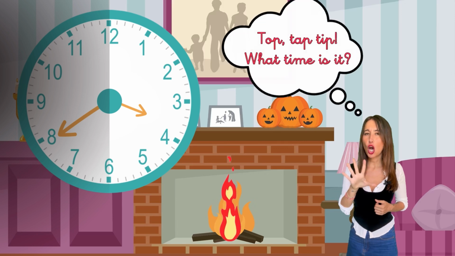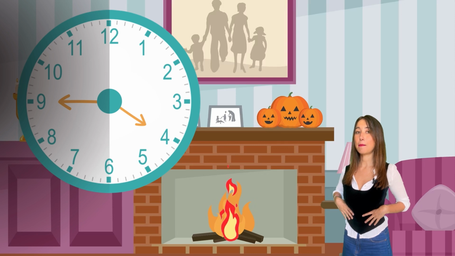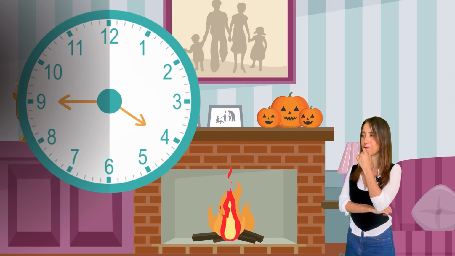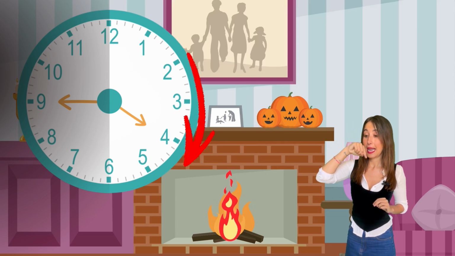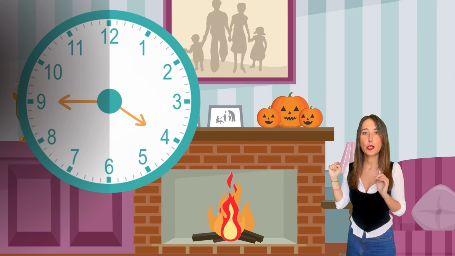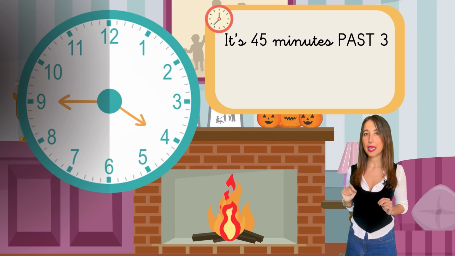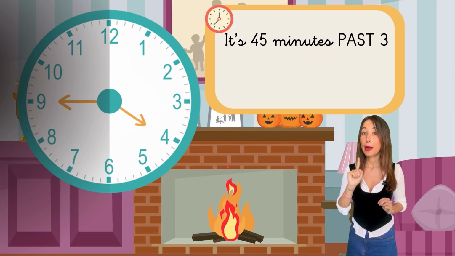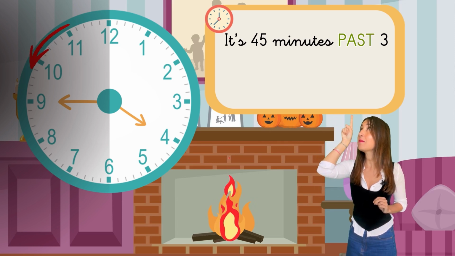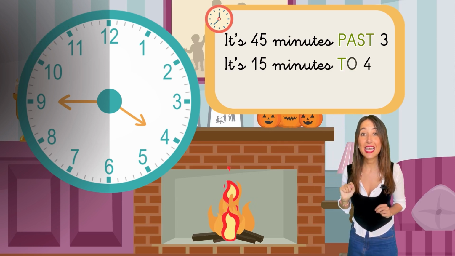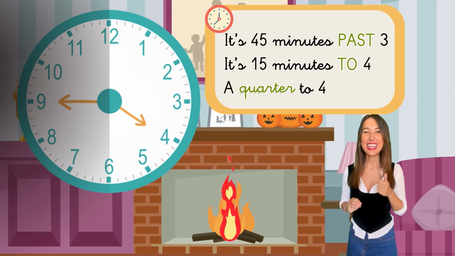Let's do one more. Top, tap, tip. What time is it? Come on, Spooky. Oh, and what happens if we stay here? We again have 2 options. If we count from the number 3, like that, how many stripes do we have? 45. So we can say 45 minutes past 3, okay? We can say that, but we can also say it counting from the number 4, 15 minutes to 4. So we say 15 minutes to 4 or a quarter to 4. Wow! Let's keep learning.